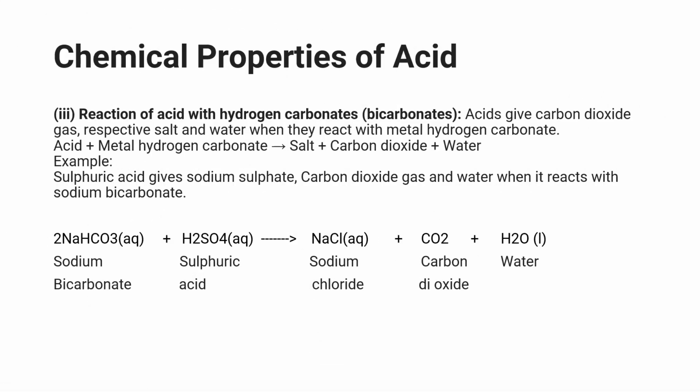Number 3. Reaction of acid with hydrogen carbonates or bicarbonates. Acids give carbon dioxide gas, the respective salt and water when they react with metal hydrogen carbonate. Acid plus metal hydrogen carbonate gives salt plus carbon dioxide plus water. For example, sulfuric acid gives sodium sulfate, carbon dioxide gas and water when it reacts with sodium bicarbonate. In equation form, it can be written as 2NaHCO3 plus H2SO4 gives Na2SO4 plus 2CO2 plus 2H2O.